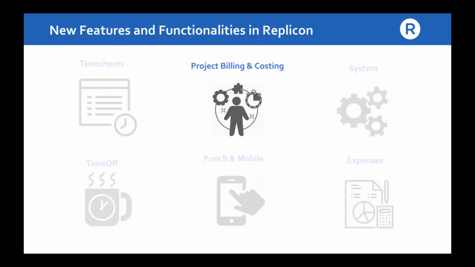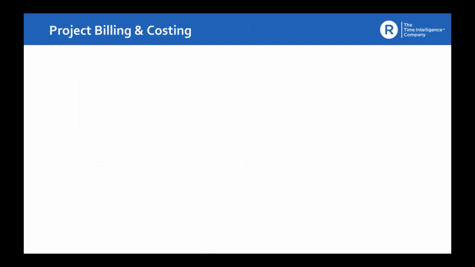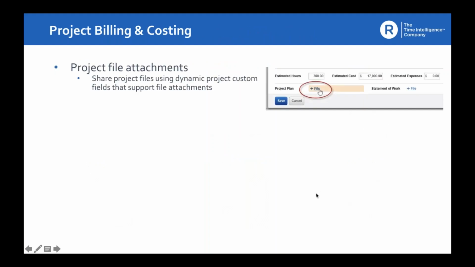Okay, the next one that we have made some enhancement around is around project billing and costing. And similar to what we introduced in Timesheet, you can now add attachments at project level as well. Because as a project manager, sometimes you need to share common project files such as signed statement of works or project plans with other team managers.